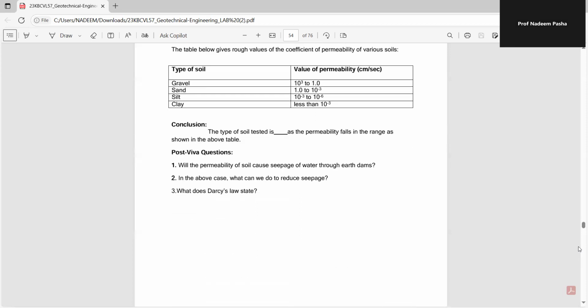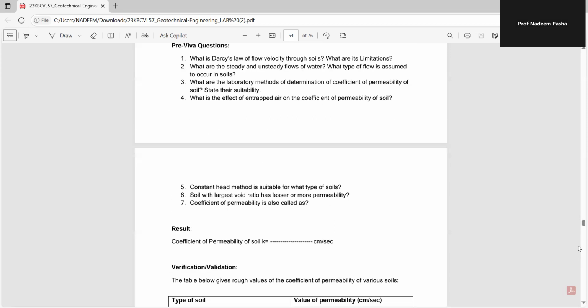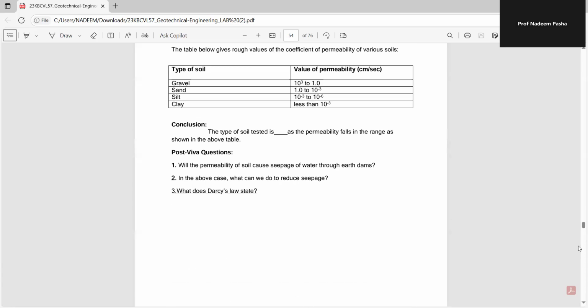Next, verification, or what you can say validation. The table below gives rough values of the coefficient of permeability by type of soil. If it is gravel, then the value of permeability is 10 raised to 3 to 1.0. If it is sand, its value is 1.0 to 10 raised to minus 3. If it is silt, then its value is 10 raised to minus 3 to 10 raised to minus 6. If it is clay, its value is less than 10 raised to minus 3.